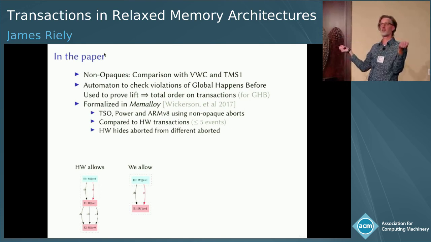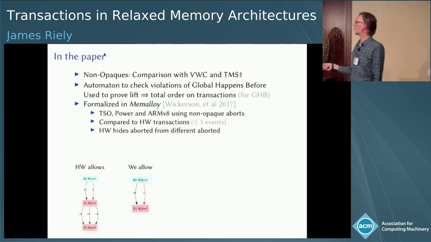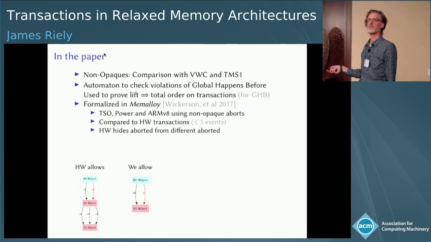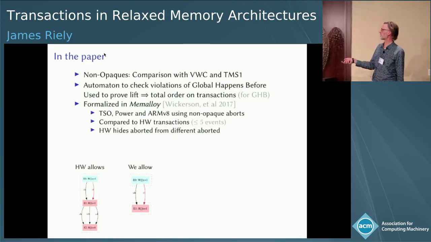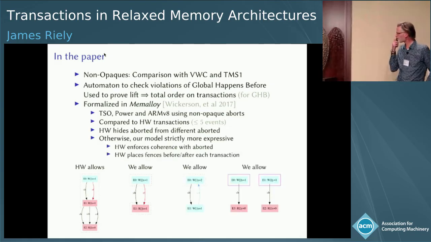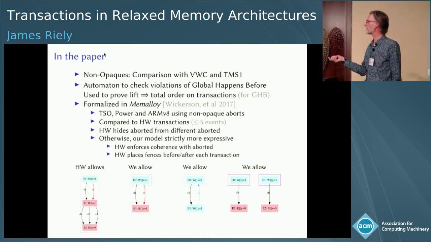And that's something in general that these hardware models don't allow. So this makes us actually incomparable, because there are things that the hardware allows that we won't, and vice versa, because these aborted transactions for us are visible and therefore can get in the way, if you like, of things that they can see. So this is all around aborted transactions. But otherwise, the model we have is strictly more expressive than the hardware models.